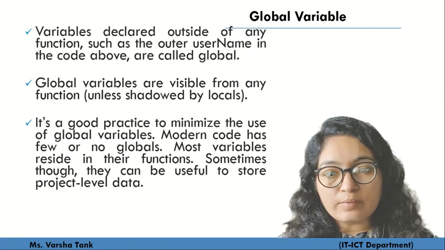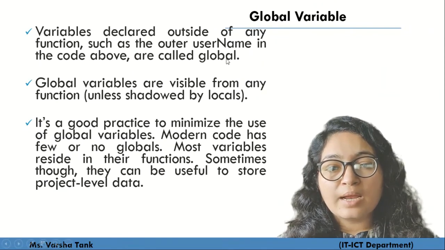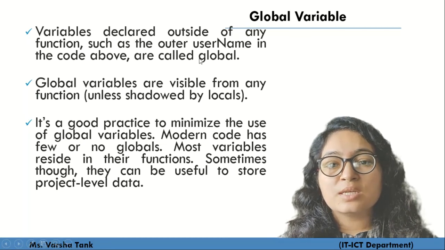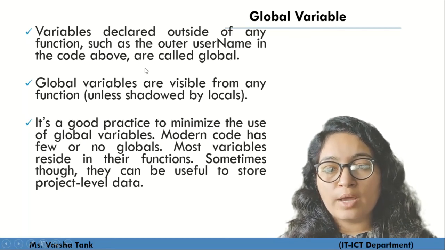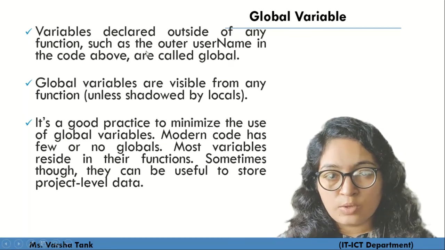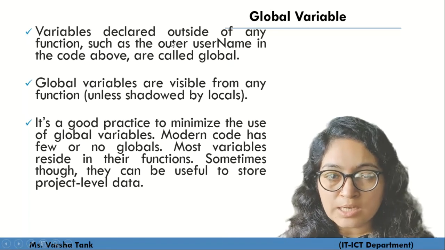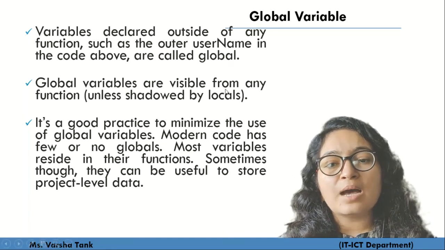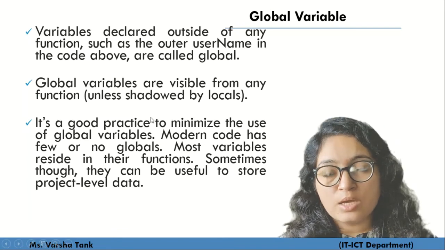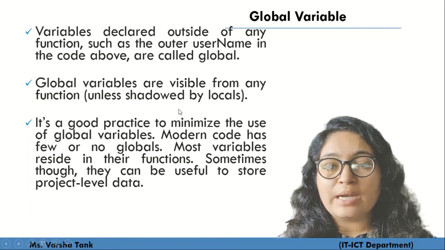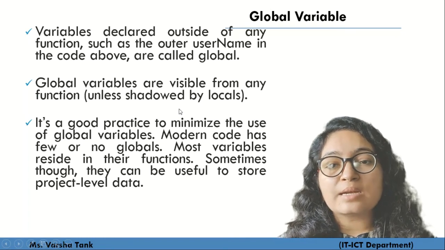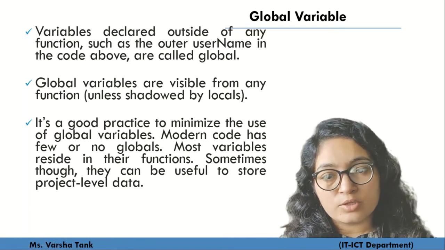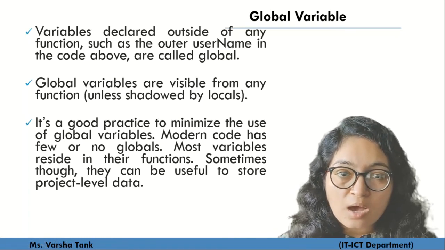Next, global variable. Variables declared outside of any function, such as the outer username in the code above, are called global. So in the previous slide the username that we defined is the global variable. Global variables are visible from any function. However many functions you have defined, it doesn't matter, you can access the same variable in all the functions because you have defined it as an outer variable.